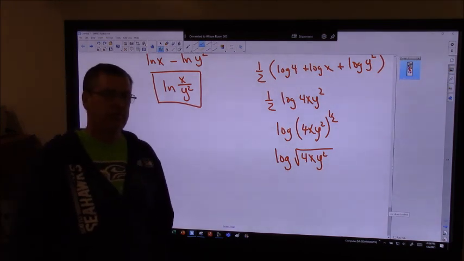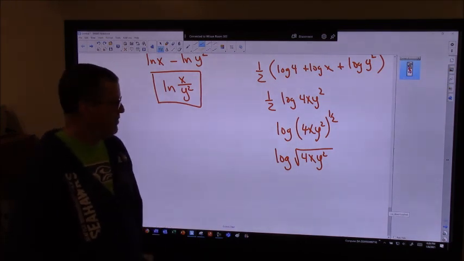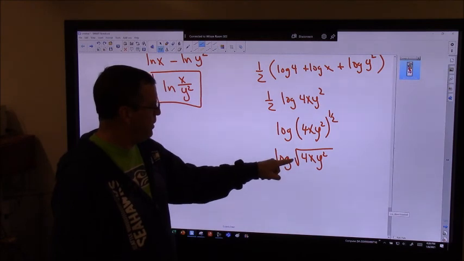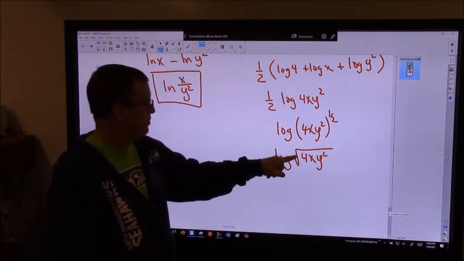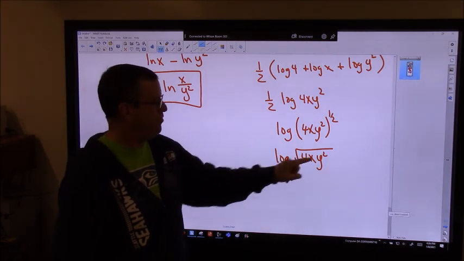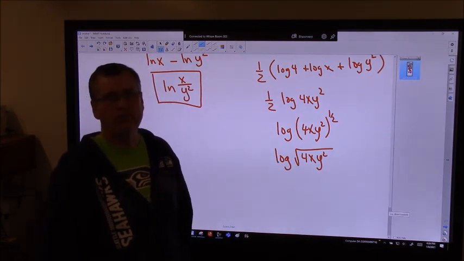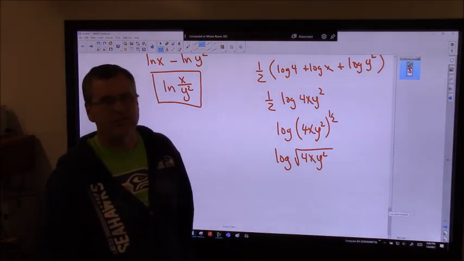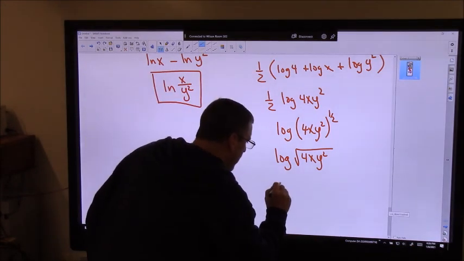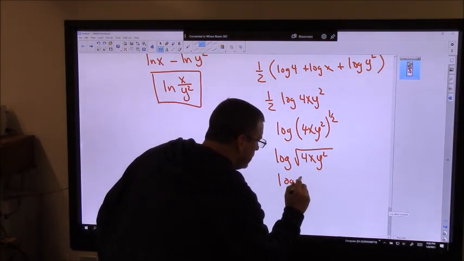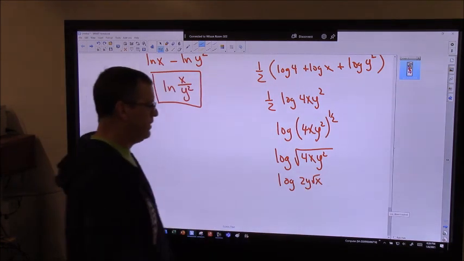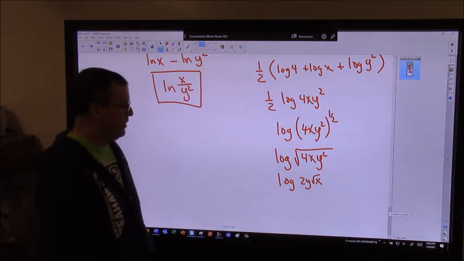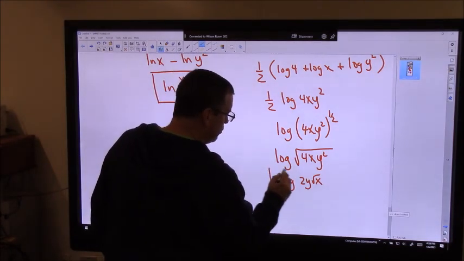And I still don't think I'm done. And I say that because I look at this and I go, do I know what the square root of 4 is? Yeah, it's 2. Do I know what the square root of y squared is? Yeah, it's y. So what I have here is log of 2y root x. That's my simplified version. Now, this is almost correct.